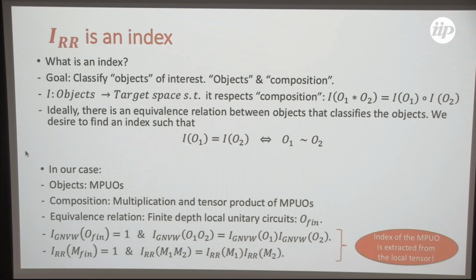So these indices of two operators are equal to each other as long as they are equivalent under this equivalence relation. In this case, our objects are matrix product unitary operators, and the composition is multiplication and tensor product of them. And we will find out that this equivalence relation is finite depth local unitary circuits. And we have this multiplication property, and that's what we are also going to find with our rank ratio index.